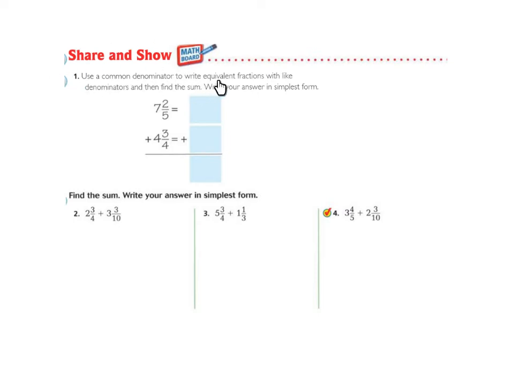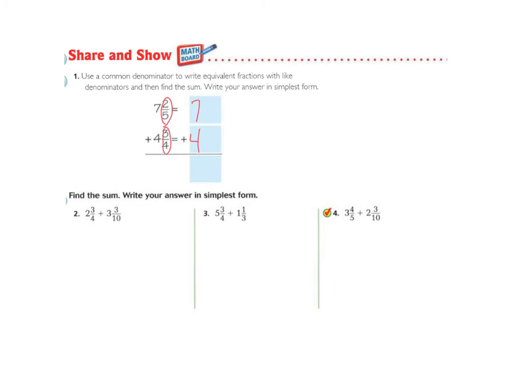We're going to use common denominators to write equivalent fractions with like denominators, and then we're going to find the sum. We're going to write our answer in the simplest form. So first I'm going to move my whole numbers over. I'm going to put my 7 and I'm going to put my 4. So now I'm looking at 2/5 and 3/4.